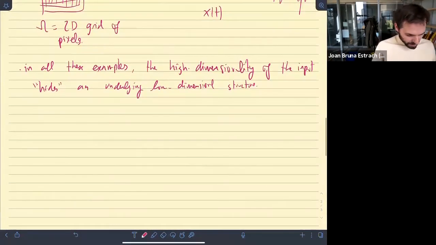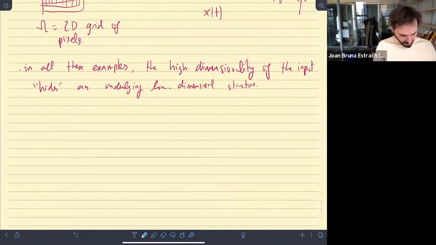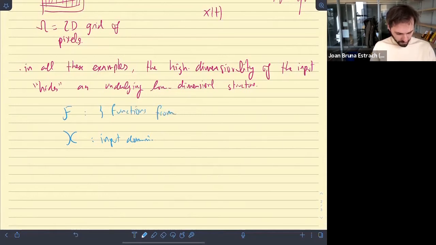If you want to visualize exactly what I'm trying to say here, let's see if I can make this drawing. We have three levels of functions. Let's call this X, which is the input. Then we have functions that go from X to R. These are the functions we need to learn.